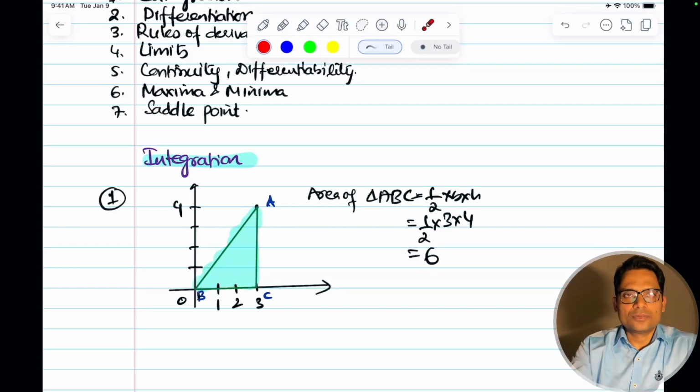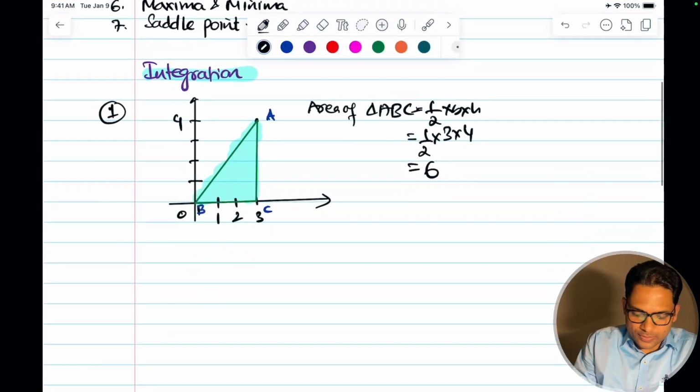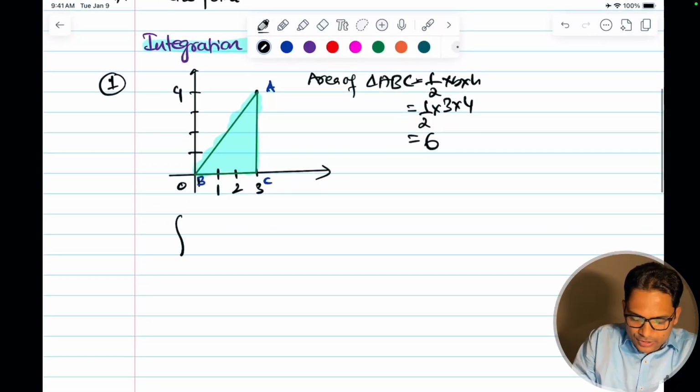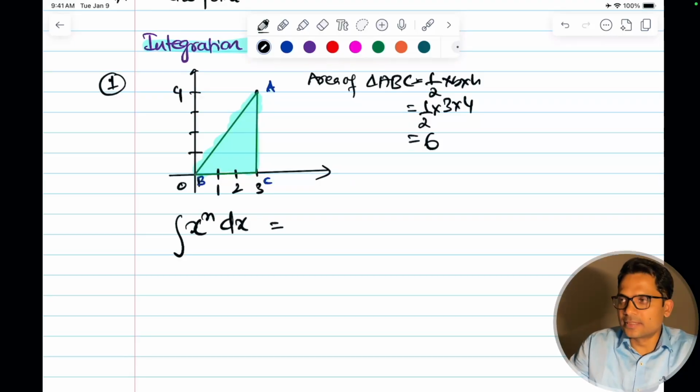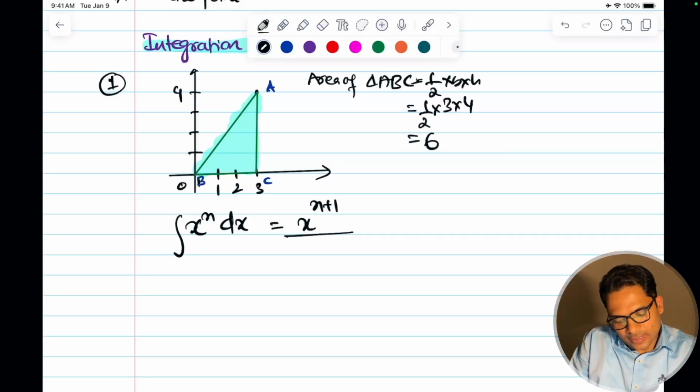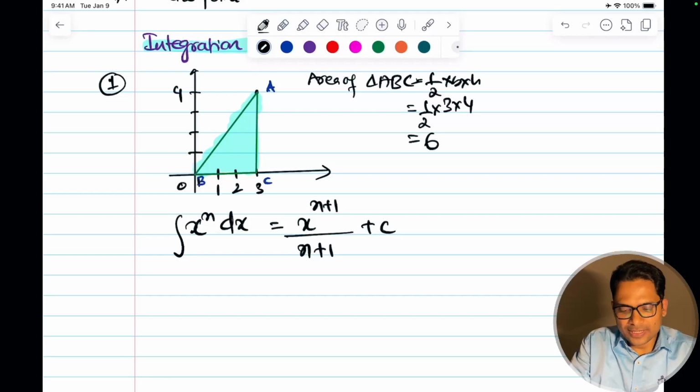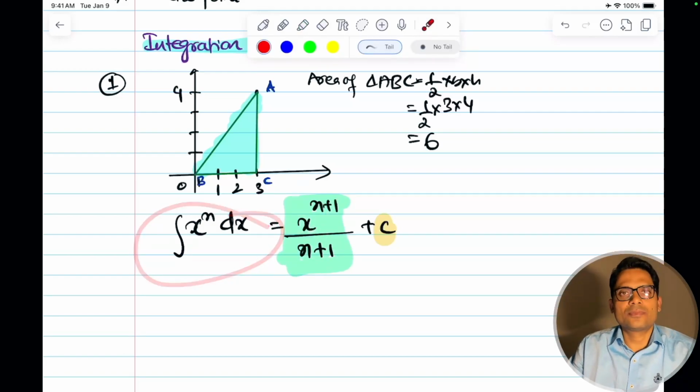Now, derivatives will come later, right? Let's solve the same thing using integration. The basic integration formula is the integral of x to the power n dx, which is given by x to the power n plus 1 divided by n plus 1, plus c. We'll ignore this constant for now and only focus on this. This is the basic formula we remember for calculus.